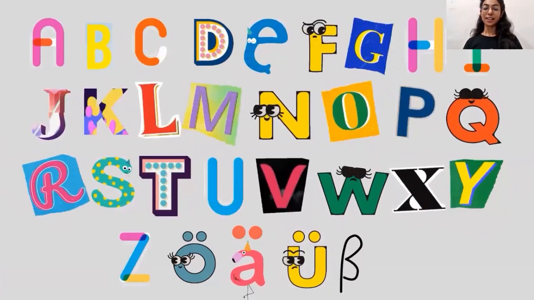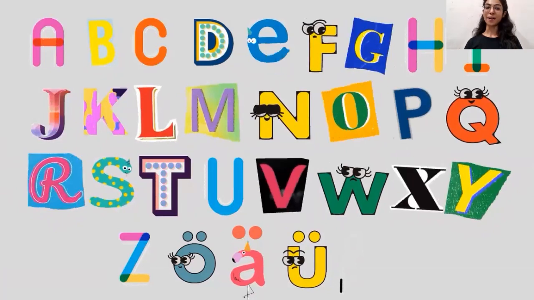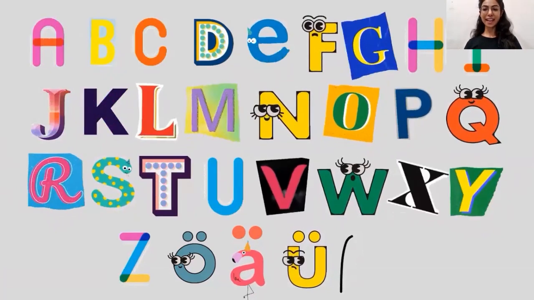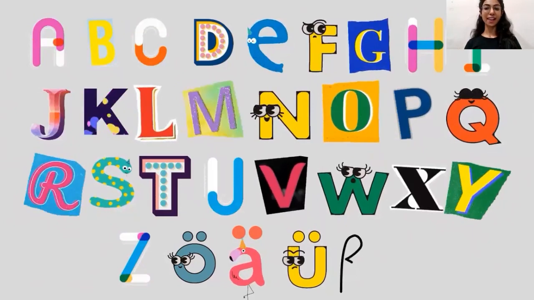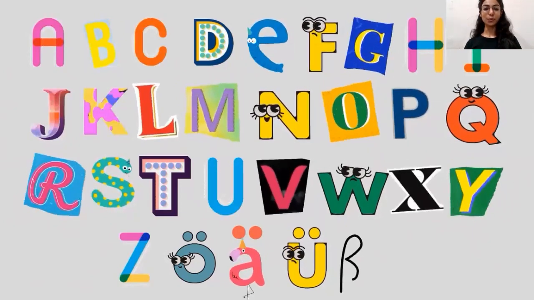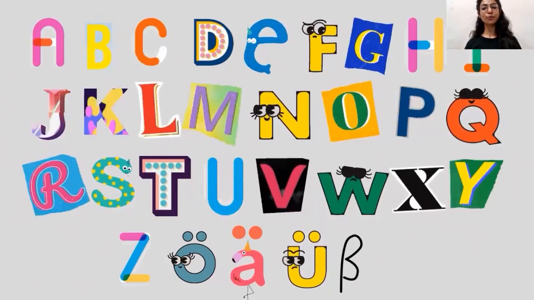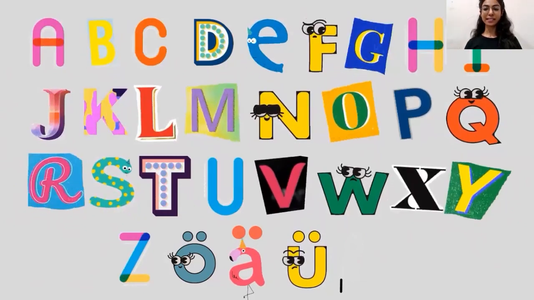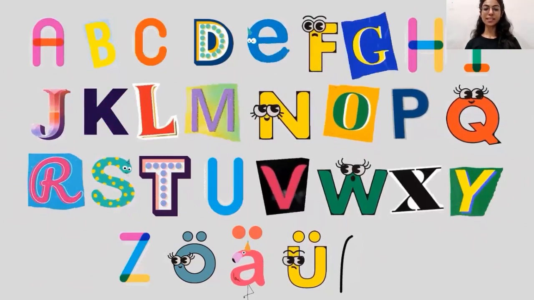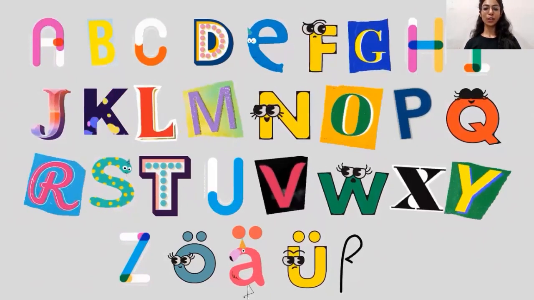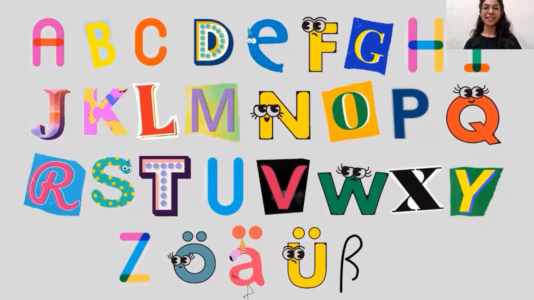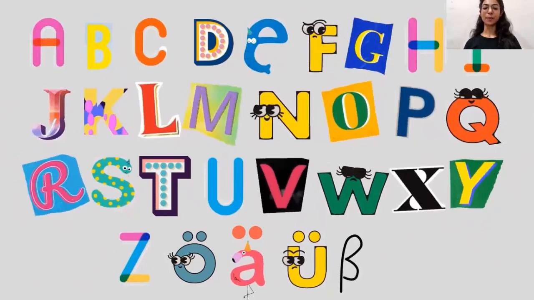So let me sing for you. A, B, C, D, E, F, G, H, I, J, K, L, M, N, O, P, Q, R, S, T, U, V, W, X, Y, O, Z, U, A, U, Z. So these are the 30 alphabets in German.